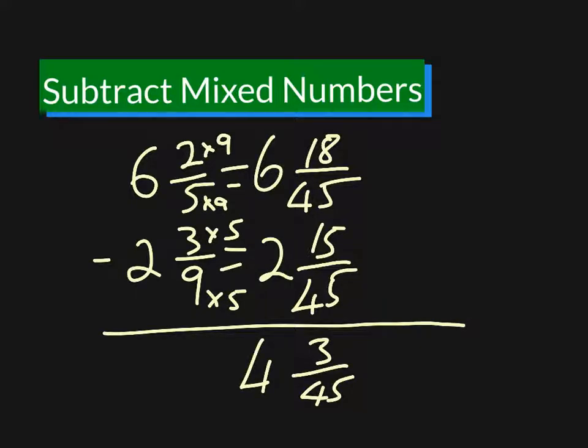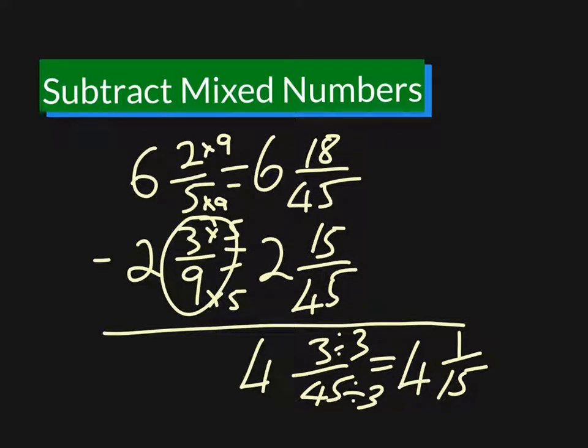Now we're going to see if we can reduce. Both of these numbers divide by 3. So we're going to end up with 4 and 1/15. Now in some ways this isn't actually a very good example because you could reduce 3/9 to 1/3 right at the beginning, and then you'd end up with 15 as the common denominator and you wouldn't have to reduce afterwards. And sometimes you can do that.